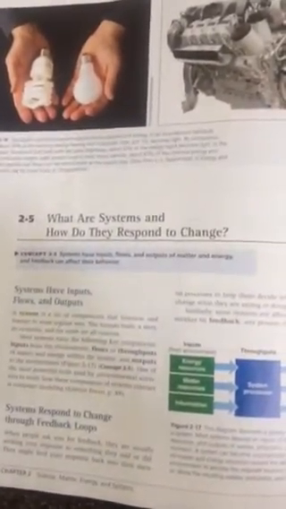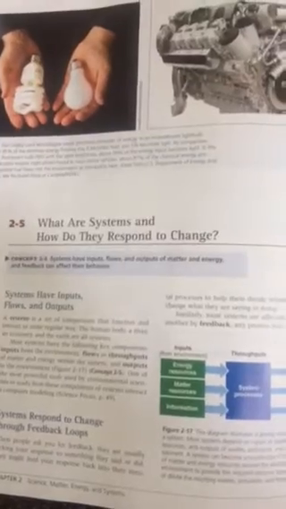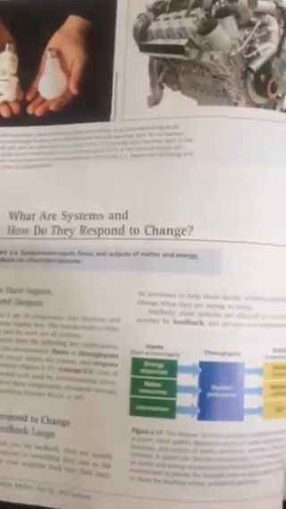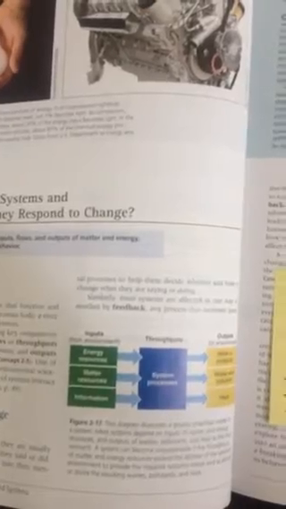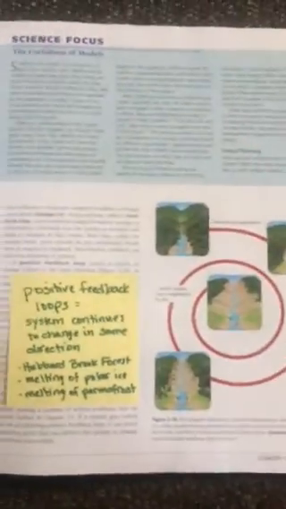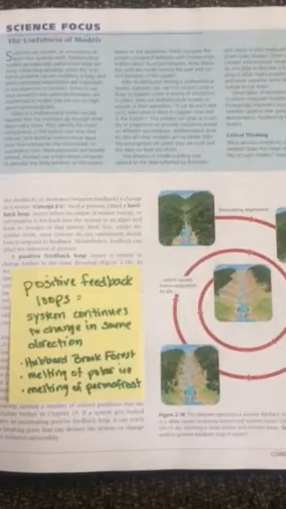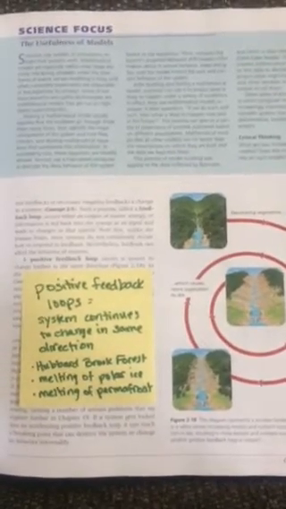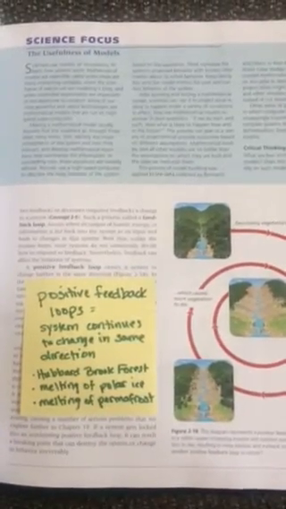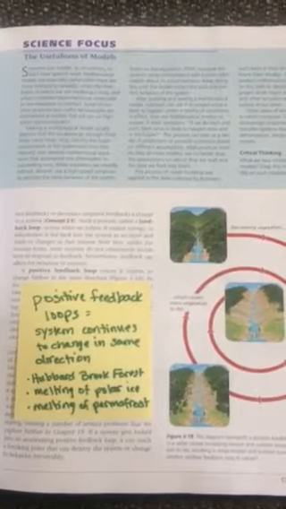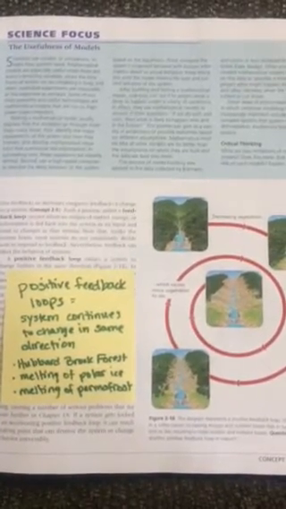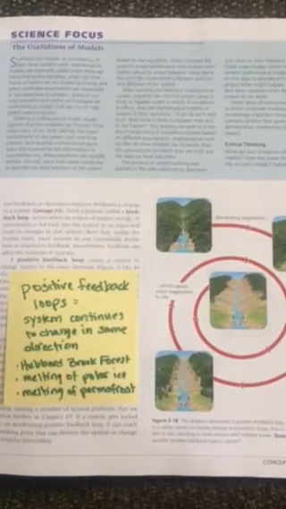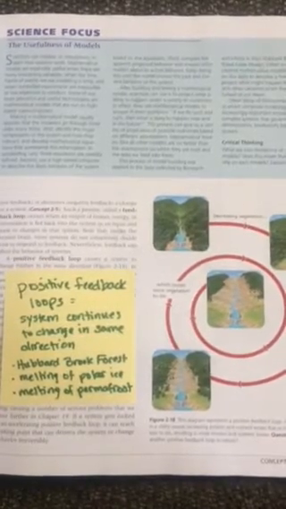Section 5 of Chapter 2 deals with systems and feedback loops. So we have right here a nice example of what systems are, inputs and outputs, etc. But two terms: positive feedback loop and negative feedback loop. Don't fall into the trap of thinking positive feedback loops are good, because often they're not. Positive feedback loops, and they give you a nice example with the Hubbard Brook Forest here, are when the system continues to change in the same direction.